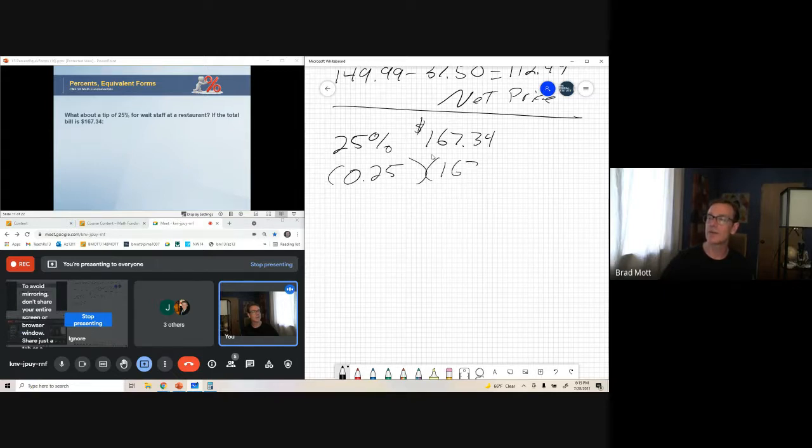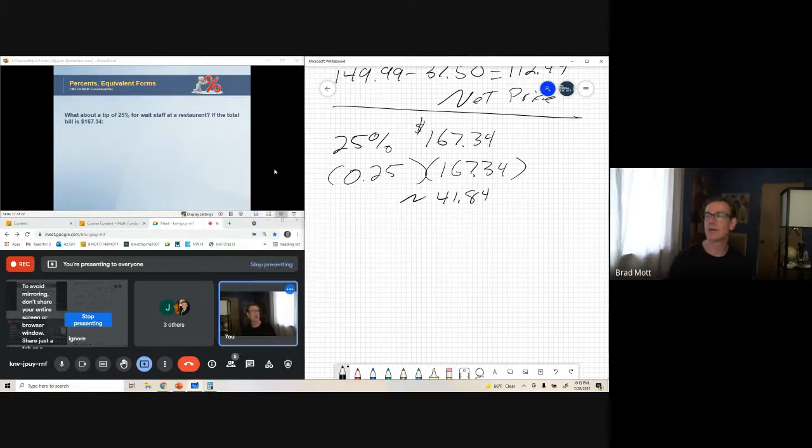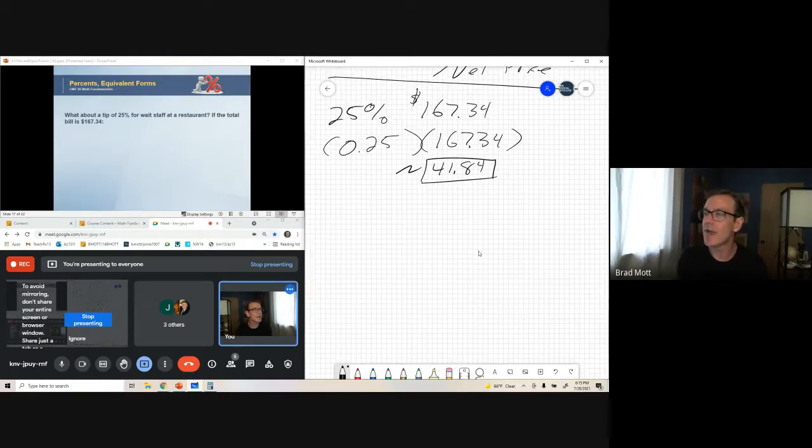Multiply that by 167.34 to arrive at an approximate tip. So approximately $41.84, rounded to the nearest penny. However, there is another way. Since you always know that the denominator is 100, that allows you to manipulate things in your head a little more without using a calculator.